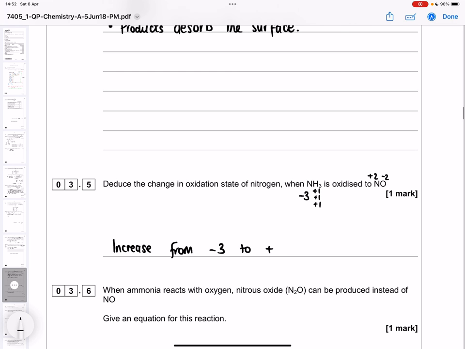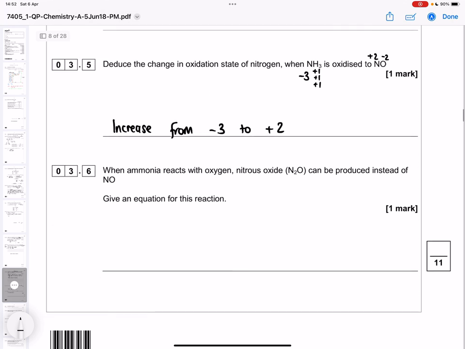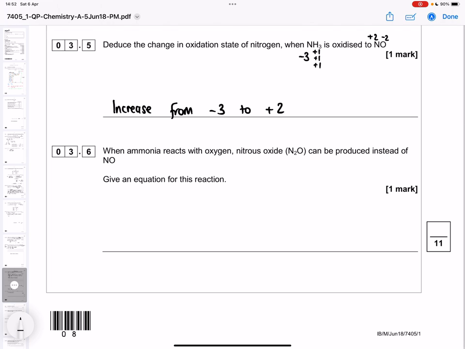And then it says when ammonia, NH3, reacts with oxygen, N2O can be produced instead of NO. So let's have a look. We've got ammonia and oxygen, and then we're going to go to N2O. Now we've got some hydrogens still to go, and the top tip is if you're unsure, it's usually going to be water that balances an equation.